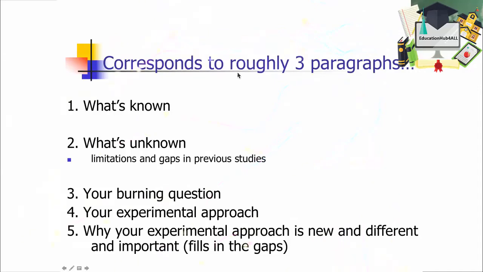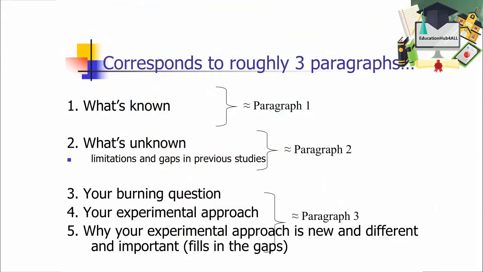You can think of this as roughly 3 paragraphs. You don't always have to have it structured this way, but you can see how it neatly fits into 3 paragraphs. Paragraph 1 might be the what's known. Paragraph 2 can be the what's unknown. And paragraph 3 can discuss your specific study. Now, authors may also go back and forth between the known and unknown in those early paragraphs. You see that as well. But this gives you a rough feel of the breakdown of the introduction section.